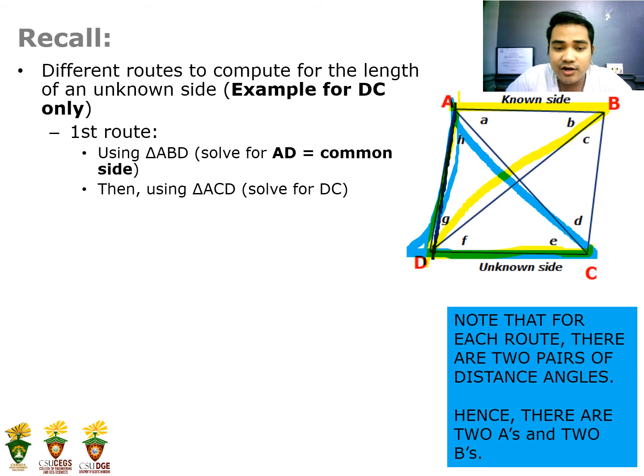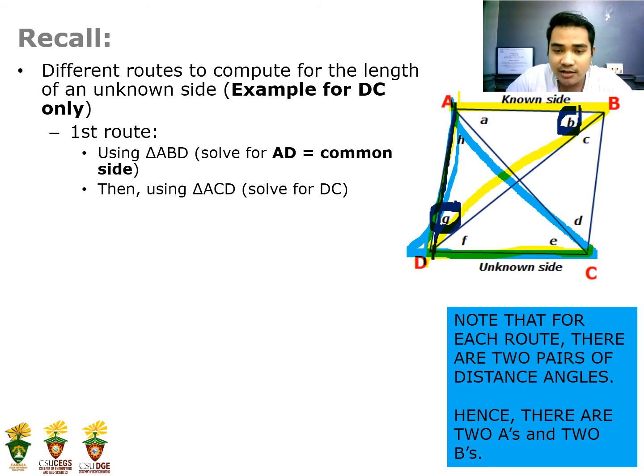So in the first triangle, we have two distance angles. First is the triangle ABD. So in ABD we have two distance angles, namely the opposite of the unknown. For triangle ABD, the opposite of the unknown is B. Since the unknown part here is the common side, which is AD in their triangle, ABD. Then the opposite of the known side, which is G.